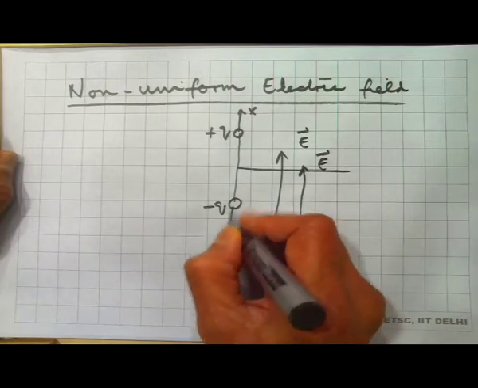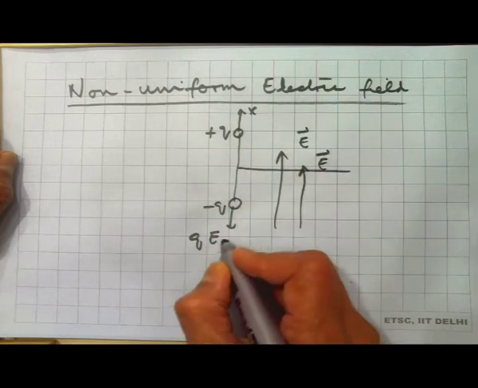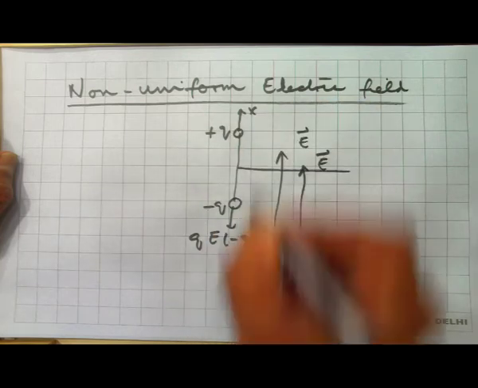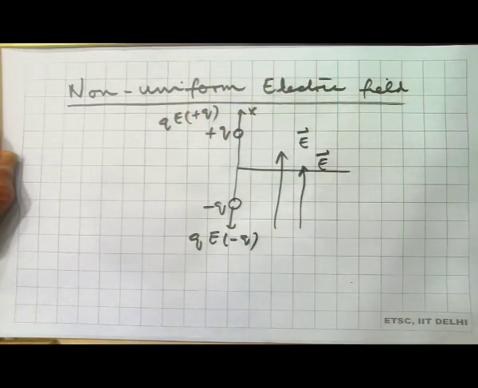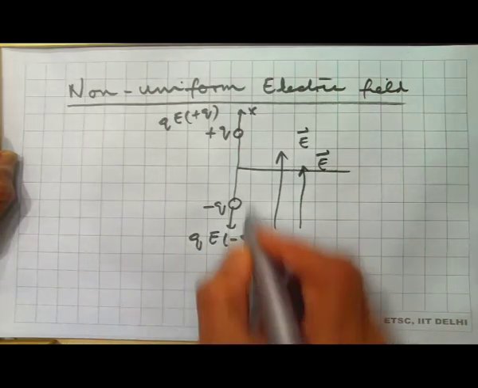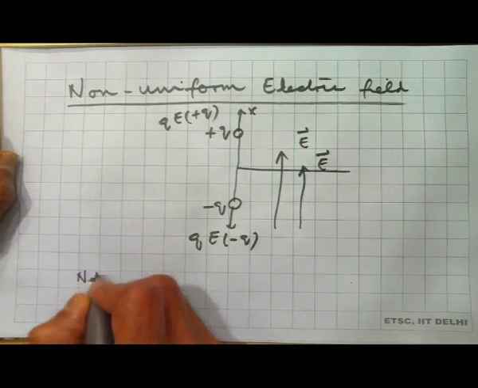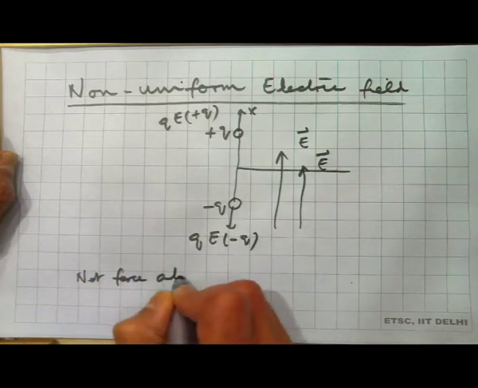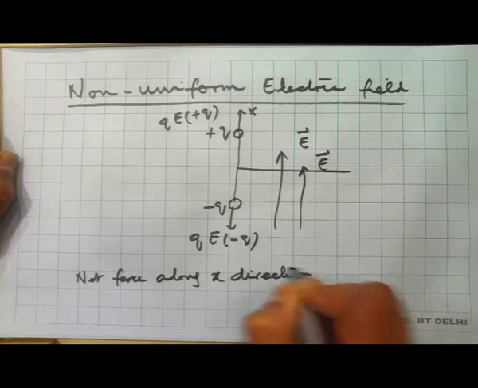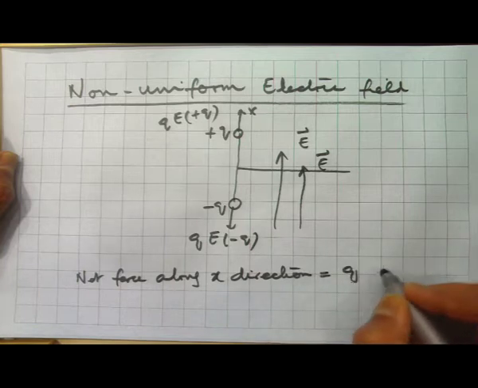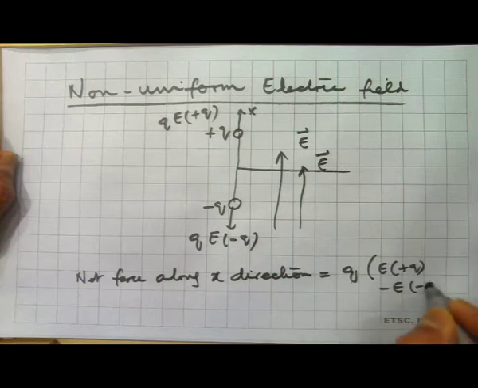Now, what is going to happen? There will be a force qE on this charge. Let me call E at minus q, and this is q times E at plus q. So, this force is along the x direction, this force is along the minus x direction. So, net force along x direction is equal to q times E at plus q minus E at minus q.